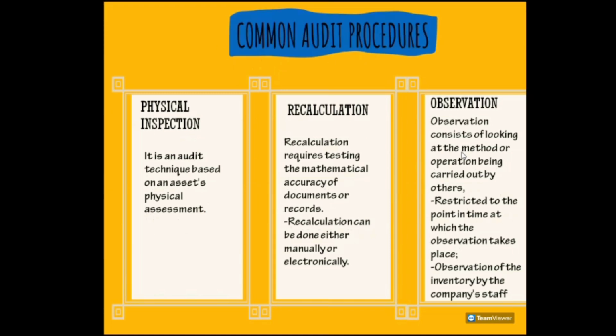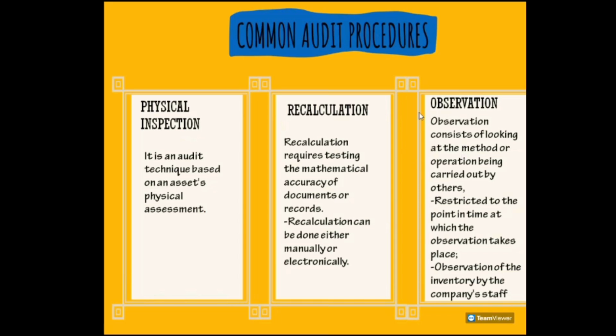Next is physical inspection. It is an audit procedure based on physically examining an asset. Similarly, the inspection of tangible assets may provide reliable audit evidence about their existence, but not about the entity's rights and obligations or the valuation of the asset.